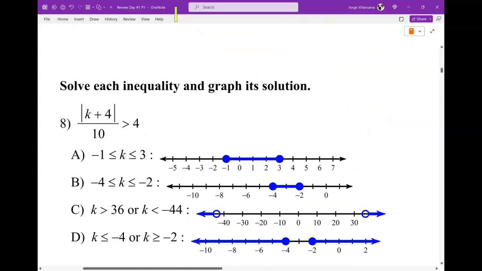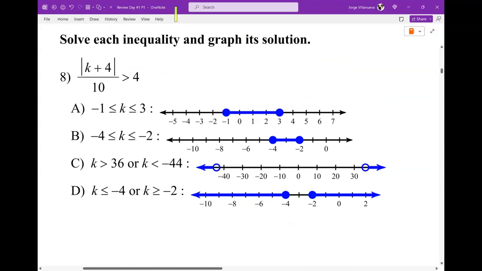All right. Same problem, okay? Chances are, if you had to guess, it's probably C. Because it is an OR problem, it looks like it at least. And it's greater than, so that means the circle's got to be open. So chances are it's C. Let's make sure, but I think it might be C.